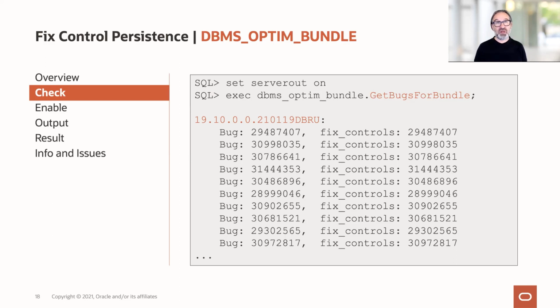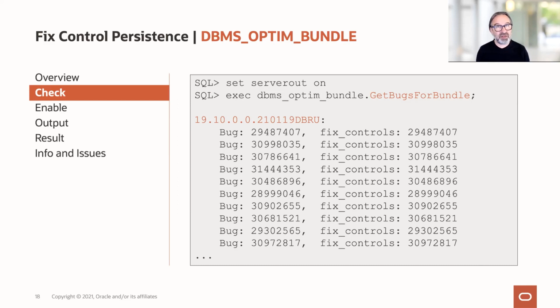So we roll out a lot of patches. For instance, here, this example with 19.10. SET SERVEROUTPUT ON. This is important because otherwise you don't see any output. And then EXEC DBMS_OPTIM_BUNDLE.GETBUGSFORBUNDLE. Okay, now I get a long list here for 19.10. So you get the bugs listed, and these are all potentially behavior changing optimizer fixes, and they have a fix control associated with them.